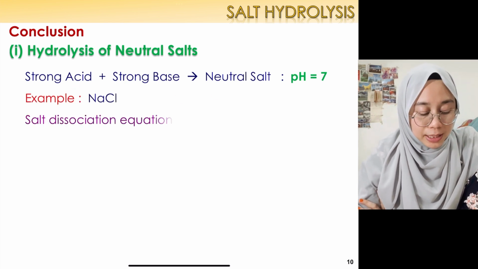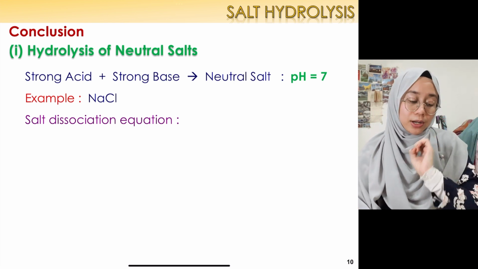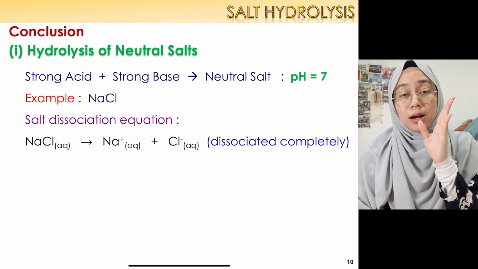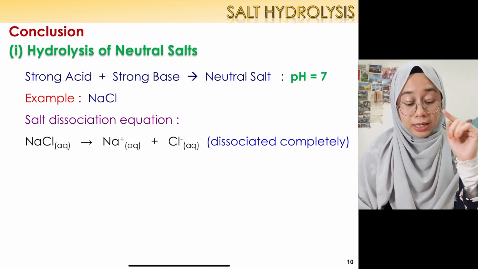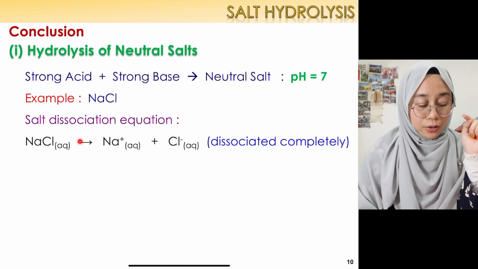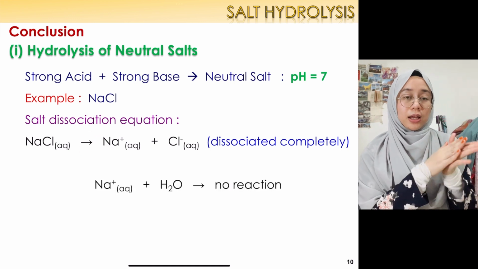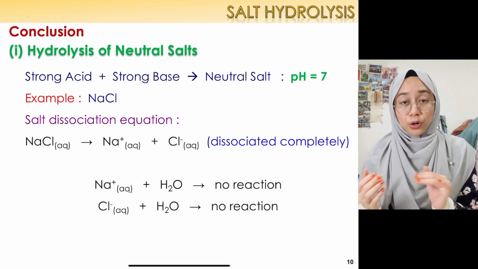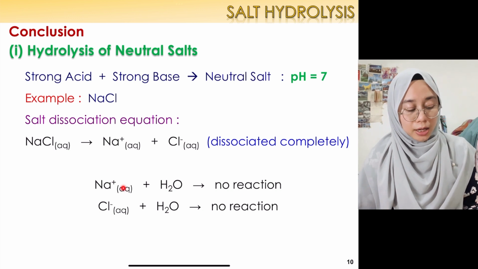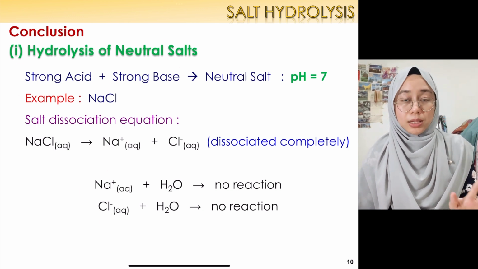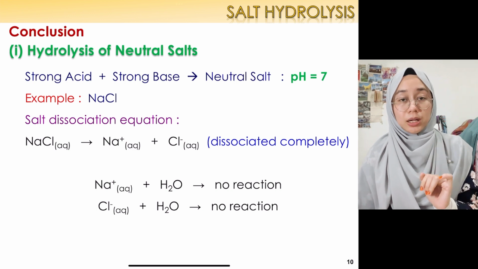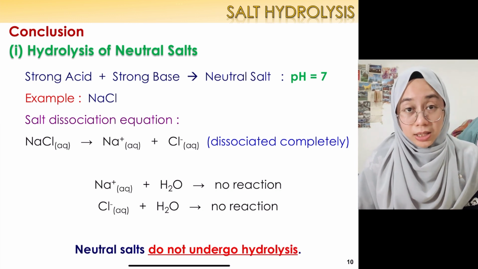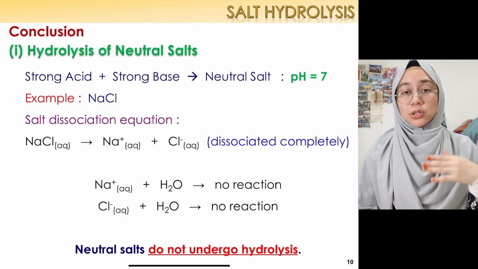Okay, so for example NaCl, so kalau kita hydrolyze kan, kita dissociate kan the NaCl dalam water, so kita akan dapat NaCl producing Na plus and also Cl minus. Okay, they dissociated completely, that's why Miss guna arrow full kat sini. Okay, and then Na plus bila kita hydrolyze with water, no reaction. Cl minus, kita hydrolyze with water, no reaction. Because both cation and anion coming from strong acid and strong base, therefore they don't react with water. Okay, they do not hydrolyze with water. So the neutral salts do not undergo hydrolysis then. Okay, so there's no production of H plus, there's no production of OH minus.